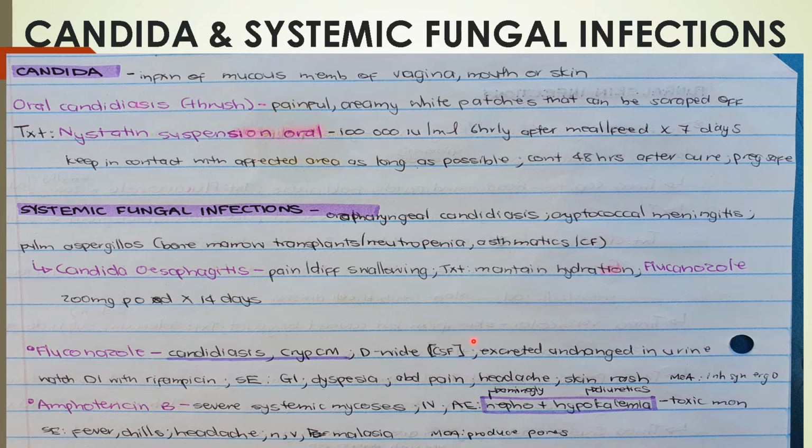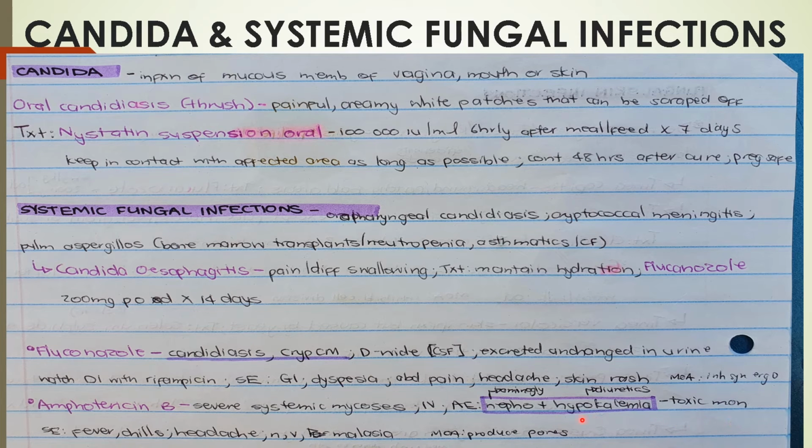And then amphotericin B, this is used for severe systemic mycosis. It's given IV, but the adverse effect is that it causes nephrotoxicity, so you need to watch out when you're using it with your aminoglycoside antibiotics. And it also causes hypokalemia, which is a decrease in your potassium level, so you need to watch out when you're using it with your diuretics.